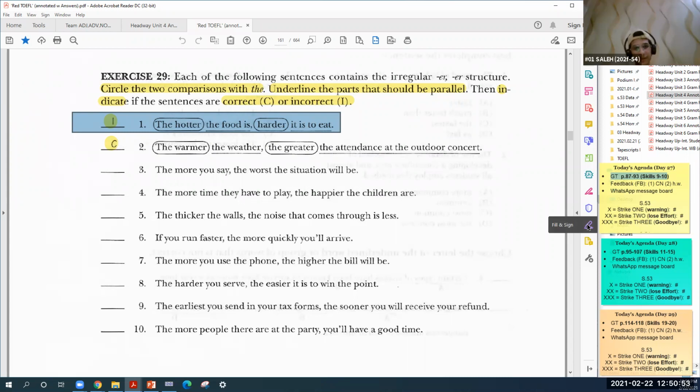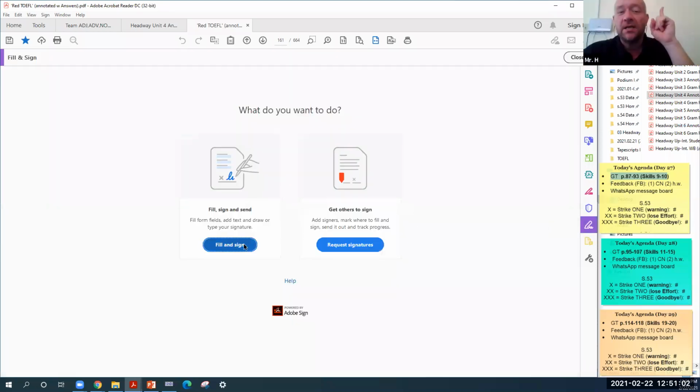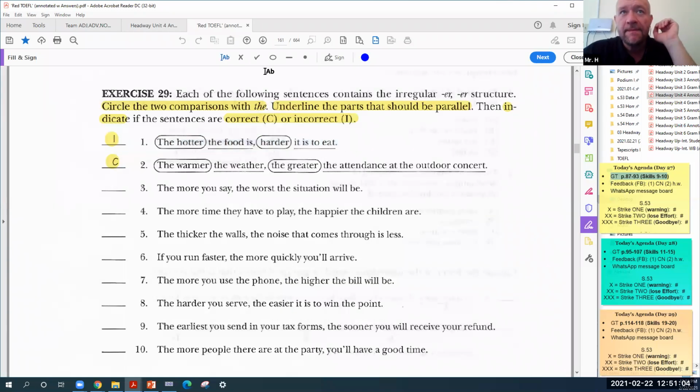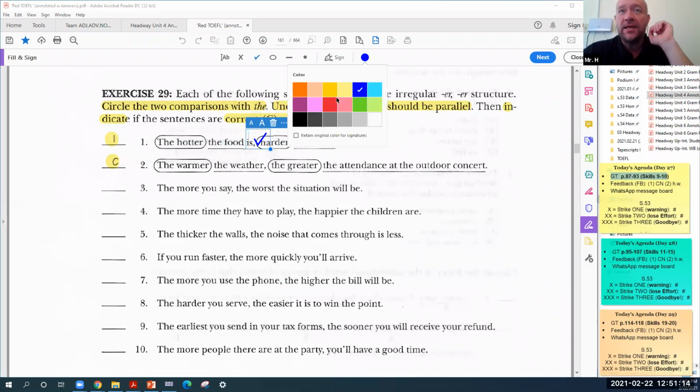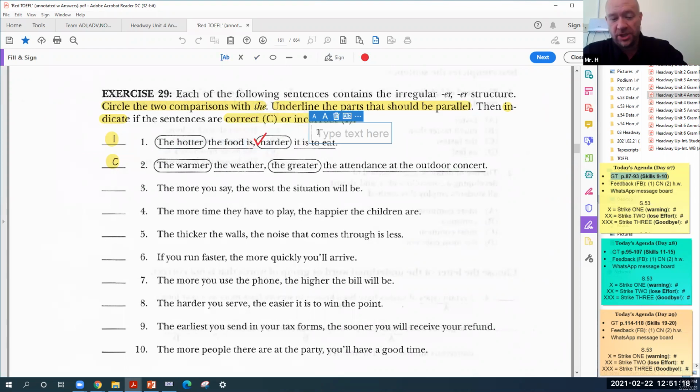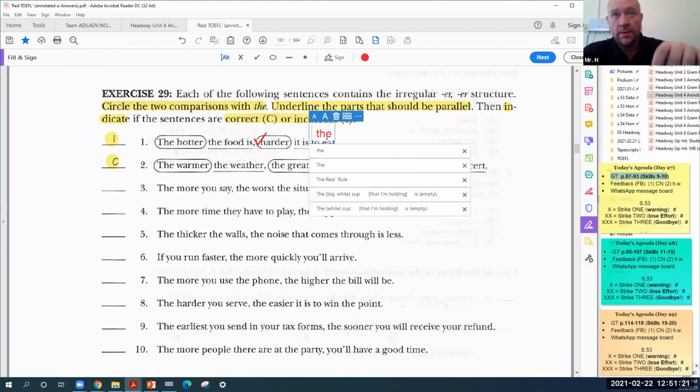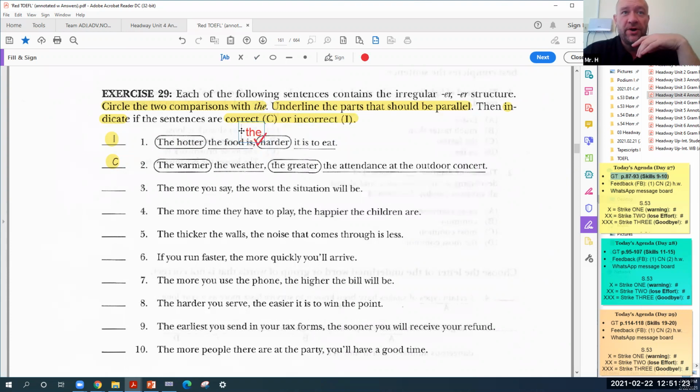The hotter, comparative. The food is the first subject and first verb. Harder should be the harder. Correct. Should be what? The harder. Exactly. We have to add the. It's not optional, gentlemen. It is not optional. So we need to put in the, T-H-E. The hotter the food is, the harder it is to eat.